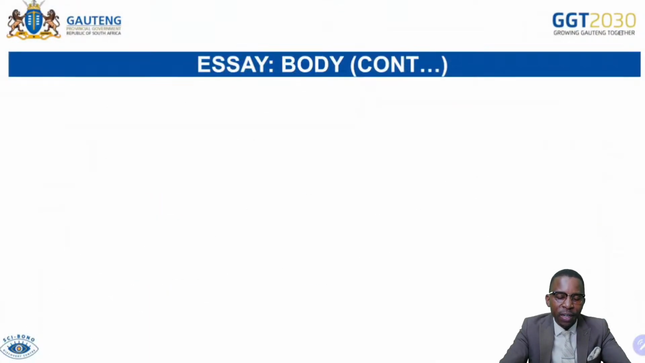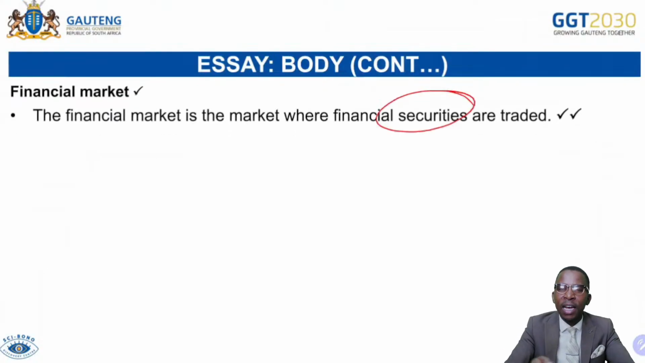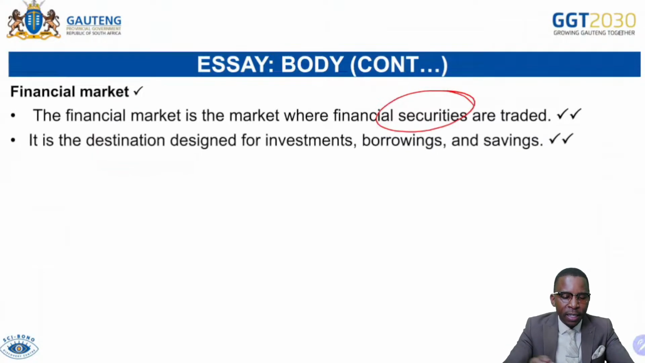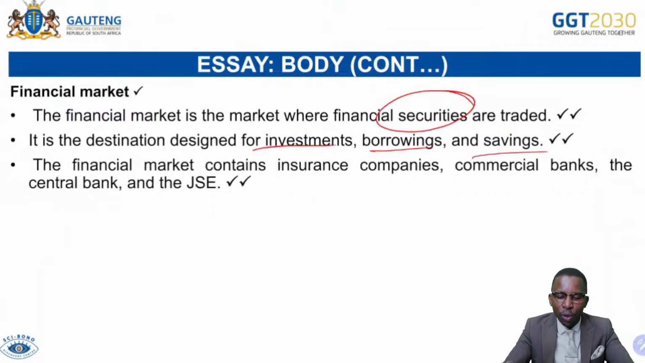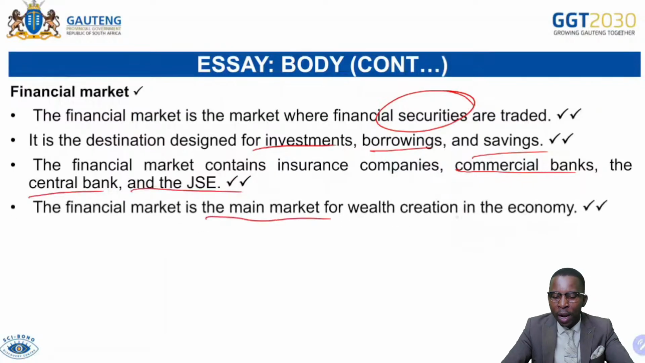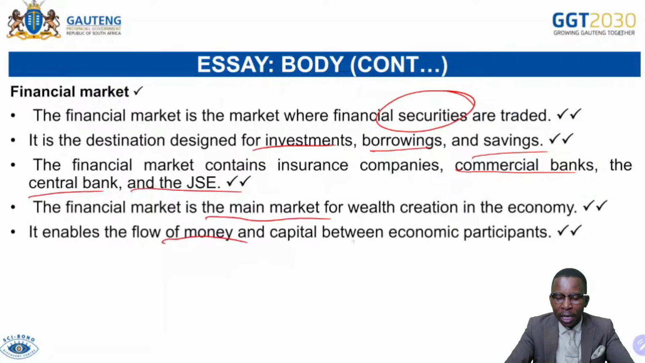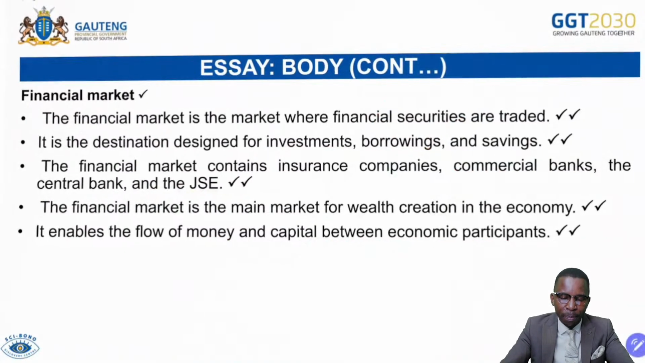And then we continue to the financial market. So the financial market is the market where all financial securities are traded, and then it is the destination designed for investment, borrowings, and savings. Then we continue. The financial market contains insurance companies, commercial banks, the central bank, and JSE. So we are mixing them both before we divide them. Financial market is the main market for wealth creation in the economy, and then it enables the flow of money and capital between all economic participants.